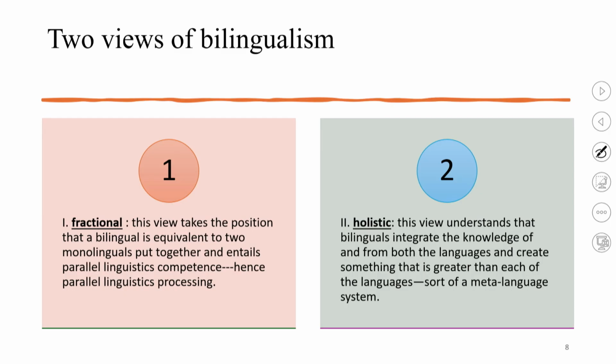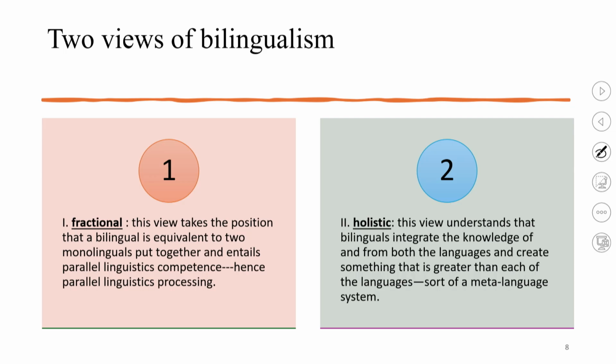Now, there are different views about who is a bilingual and how it really works in the mind. There are two ways of understanding this. One is the fractional view, the other is the holistic view. The fractional view says that a bilingual is the equivalent of two monolinguals put together and entails parallel linguistic competence in both the languages. Because there is an L1 monolingual and an L2 monolingual, both are put together and then you become a bilingual. That is one idea.